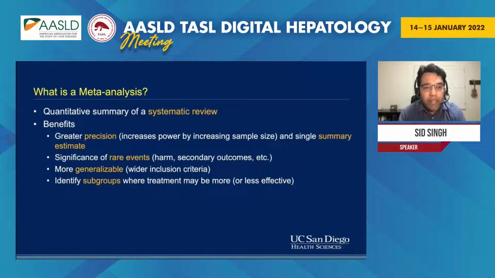A meta-analysis allows for a more generalizable summary estimate with wider inclusion criteria, and it may help to identify subgroups where specific treatments may be more or less effective, something that individual studies may not be able to pick up or be adequately powered for.